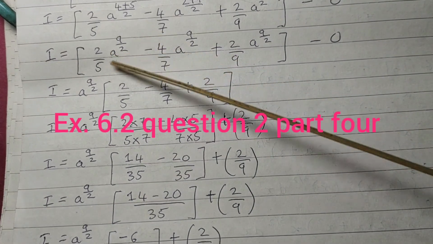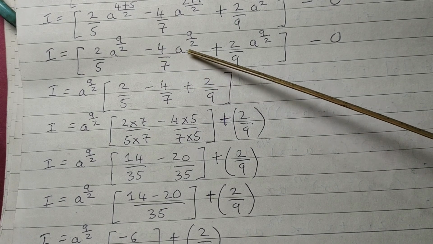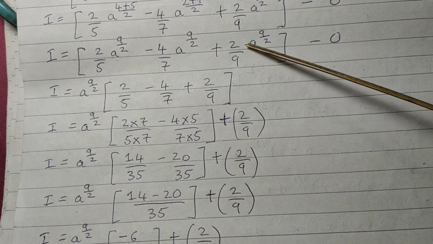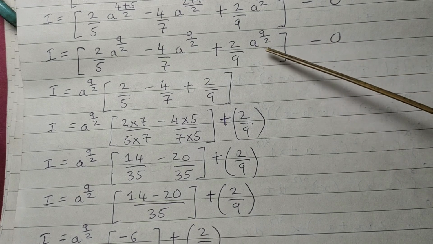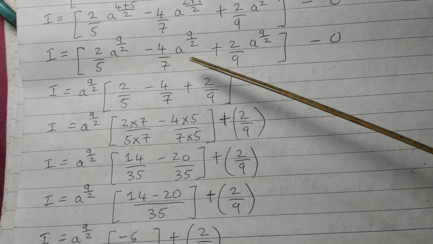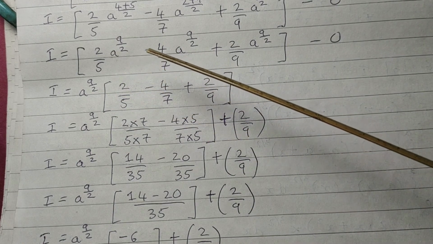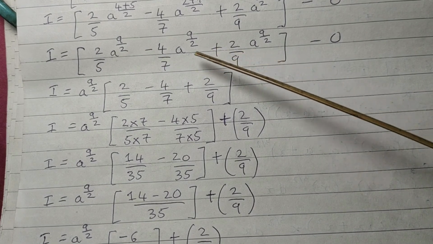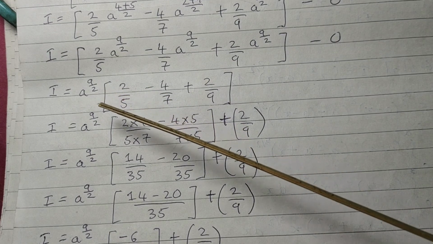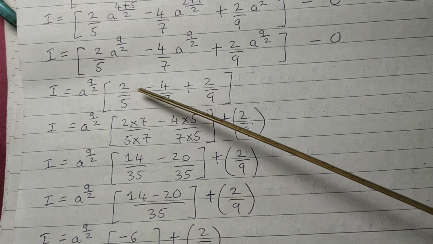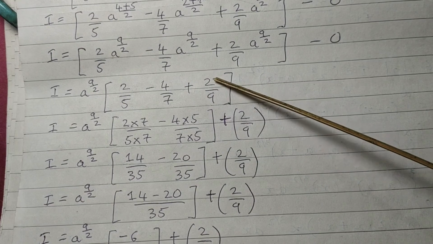So we had seen 2 by 5 a raised to 9 by 2. Minus 4 divided by 7 a raised to 9 by 2. Here also 2 by 9 a raised to 9 by 2 minus 0. Now you can see a raised to 9 by 2 is common everywhere. So we have to take this common a raised to 9 by 2 outside the square bracket. Inside the bracket we get 2 divided by 5 minus 4 divided by 7 plus 2 divided by 9.